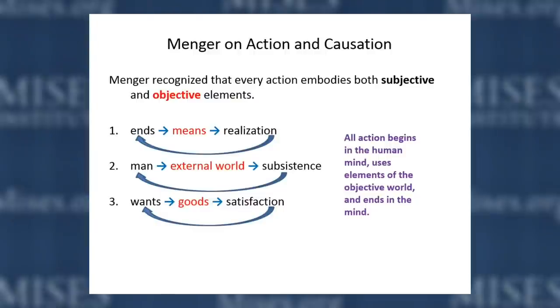He also wrote out a diagram, sort of a trinity or a triad of causal connections. So in his notebooks, we find the following. He wrote ends, means, and realization. I put the arrows in there. He wrote man, external world, subsistence, and he wrote out wants, goods, satisfaction.